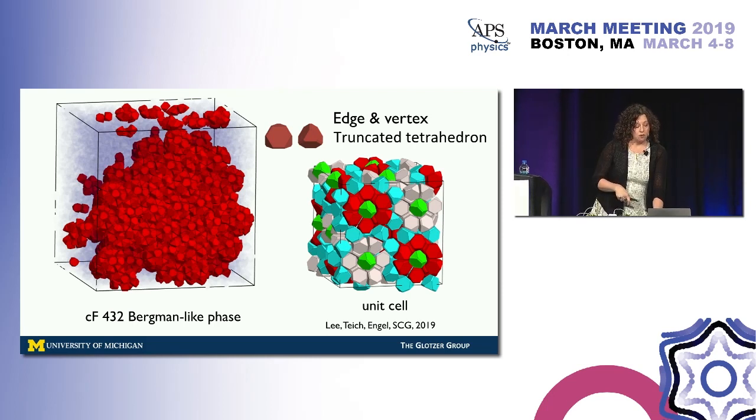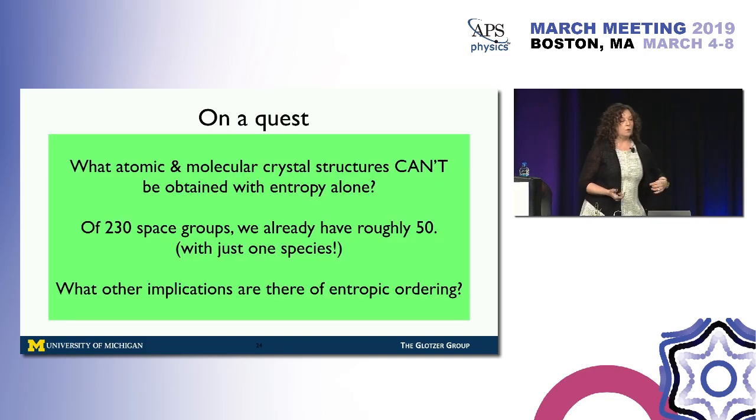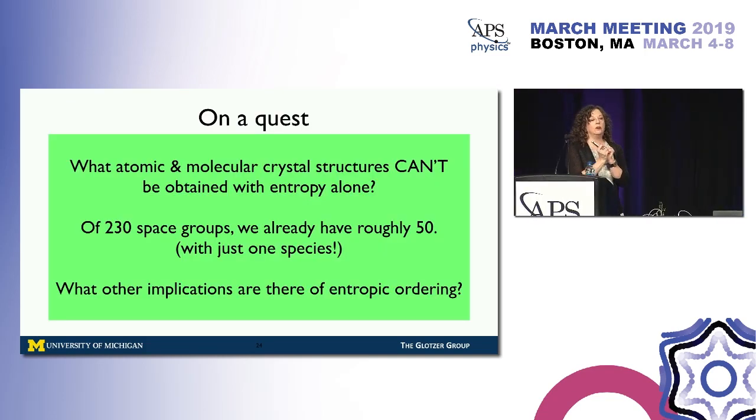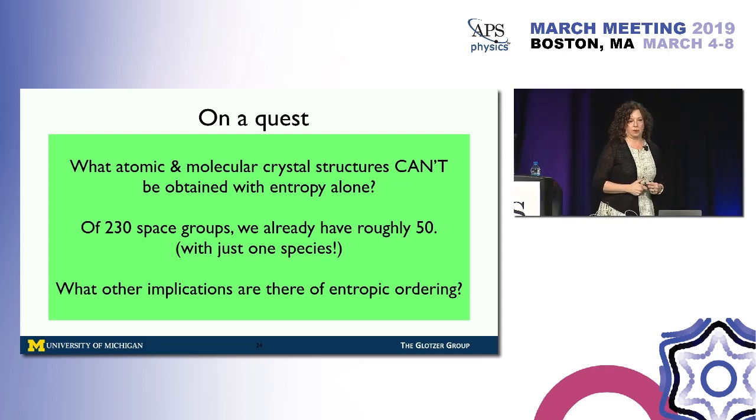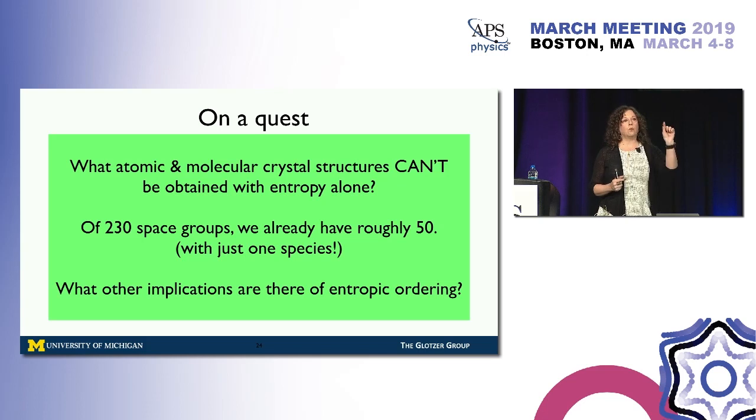And I don't know how far we can go. If you can get 432 particle unit cells, why not more? So we are now on a quest to find what atomic and molecular crystal structures we can't obtain with only entropy. Of the 230 space groups, already we have roughly 50 or so. And so we're marching through and trying to find if we can get an example from every space group due solely to entropy. And I'll mention that what I'm showing you now is just with one species. We can mix different shapes together. And if we mix different shapes together, sometimes we get co-crystals that are also very, very complex.